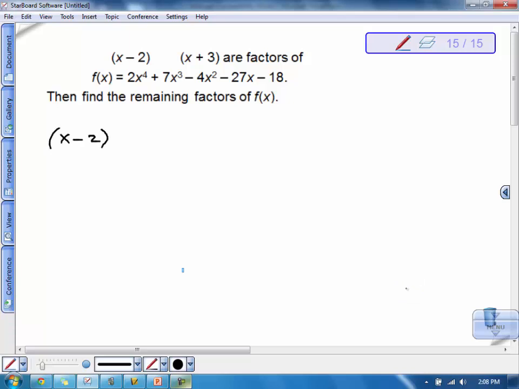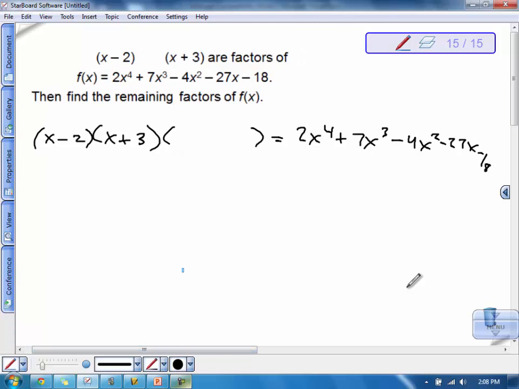Okay? Now if you look at this, if this is a 4th degree polynomial, then you can kind of start to get an idea that if two of the factors are x minus 2 and x plus 3, then there must be either a quadratic missing right here, or there must be two more linear factors. So if there's a quadratic, then it's called an irreducible quadratic. And if there's two linear factors, then we can get those two linear factors.